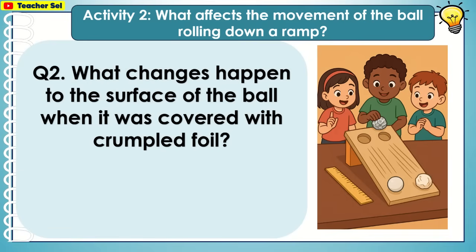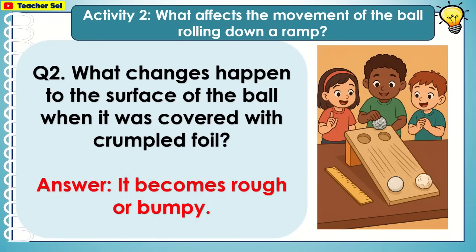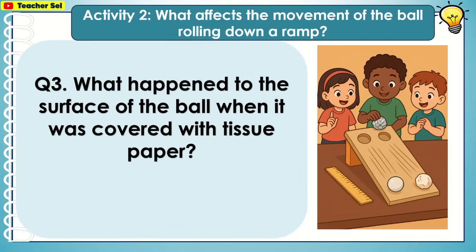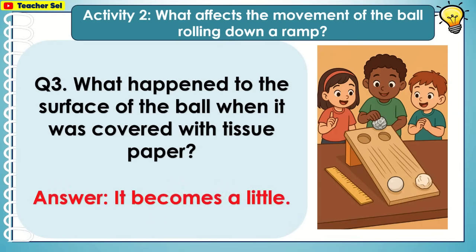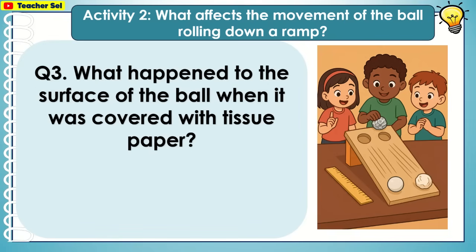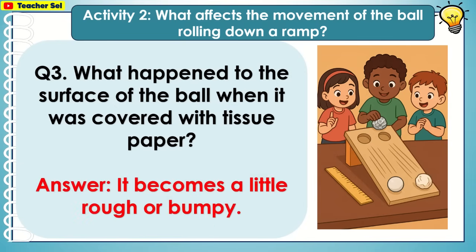What changes happened to the surface of the ball when it was covered with crumpled foil? It becomes rough or bumpy. What happened to the surface of the ball when it was covered with tissue paper? It becomes a little rough or bumpy.